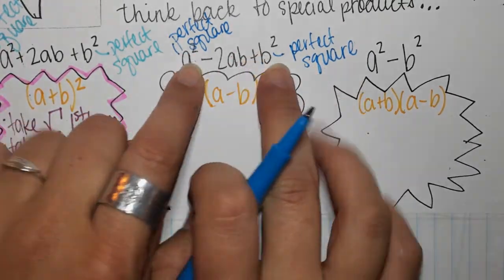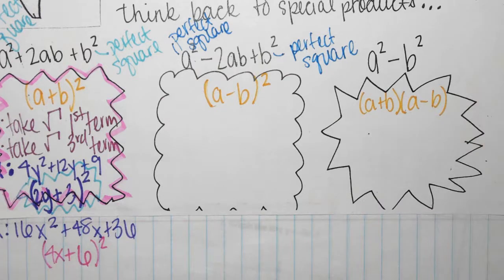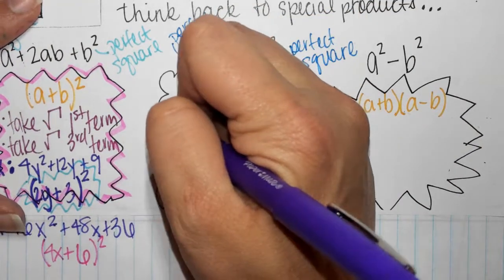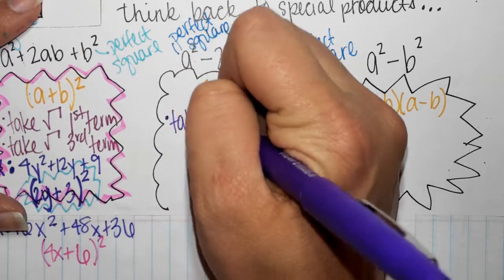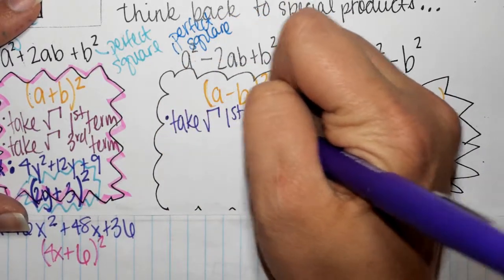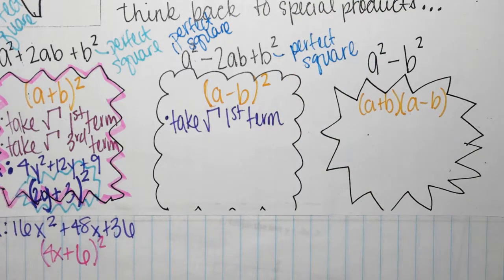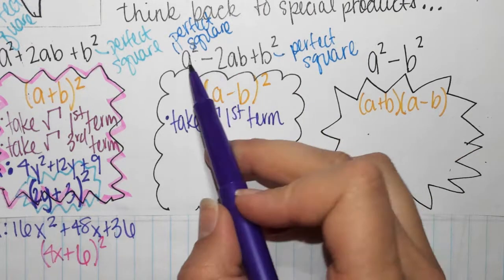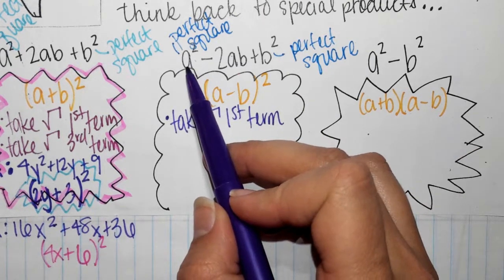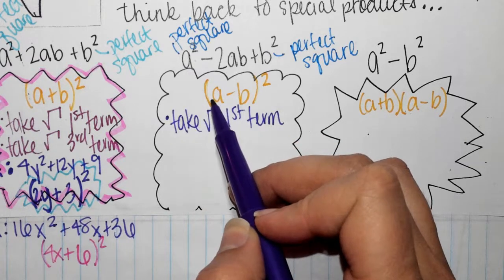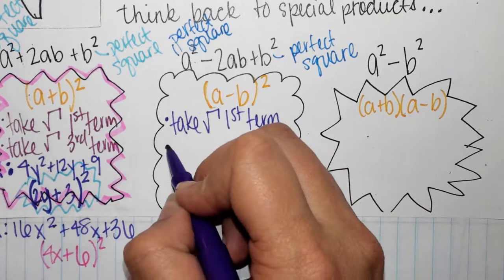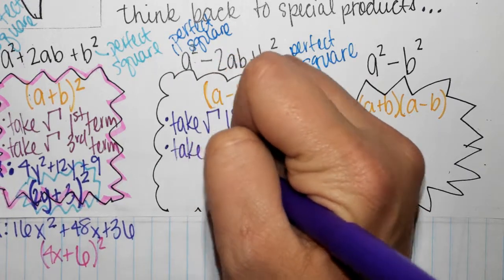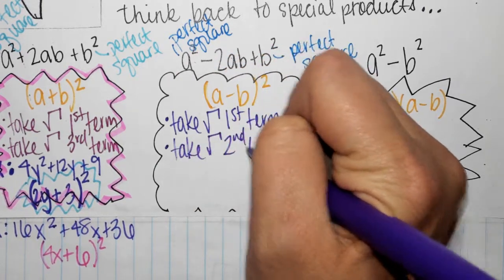Alright, so both of these still have to be perfect squares. Now, this is going to blow your mind on what we do. Is everybody ready? Brace yourselves. You start by taking the square root of the first term. So, if our first term is a squared, what's the square root of a squared? A. Fantastic. Look at you go, take a point. Ready? Then our next step is to take the square root of the second term.